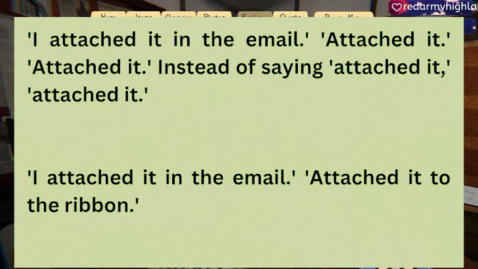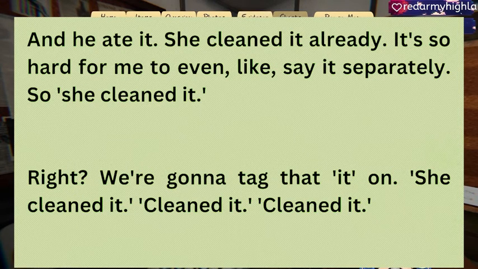I attached it in the email. Attached it. Instead of saying attached it. I attached it in the email. Attached it to the ribbon, and he ate it.